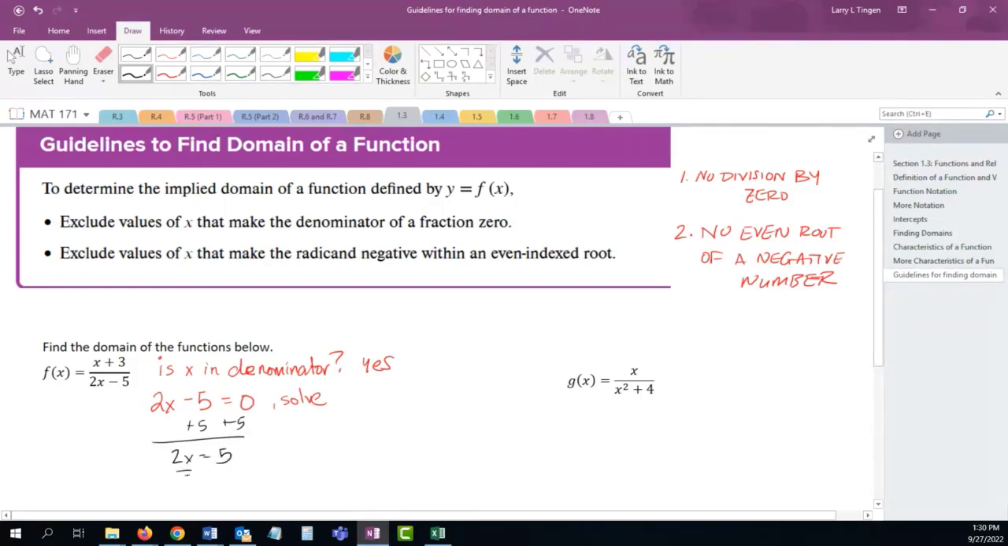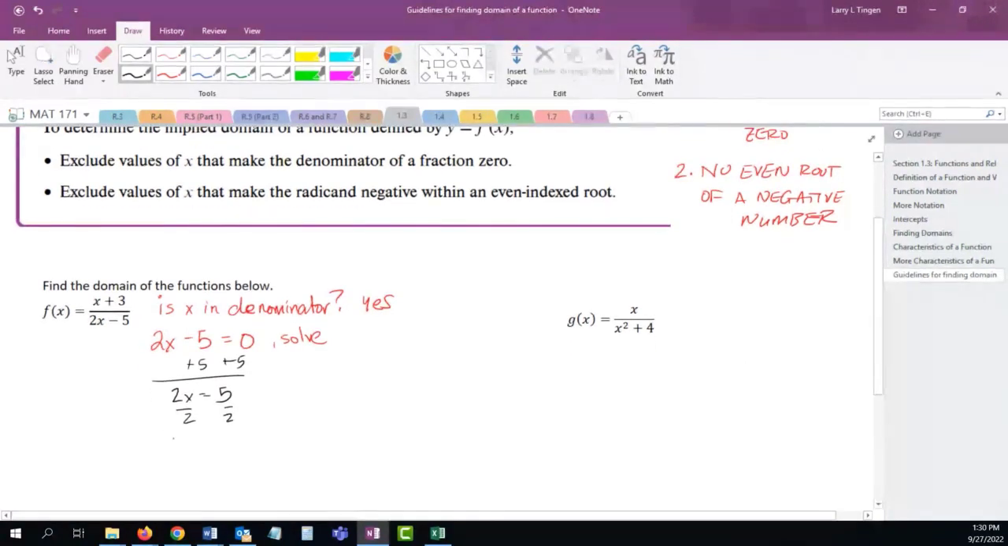2x is equal to 5, divide by 2, divide by 2. And x is 5/2. Now, this is a number that cannot be in the domain, right? Because if I plug in 5/2 to x, I don't care what the numerator does, the denominator goes to 0, right? 5/2 times 2 is 5, 5 minus 5 is 0. So 5/2 is removed. So there's half of the rules.